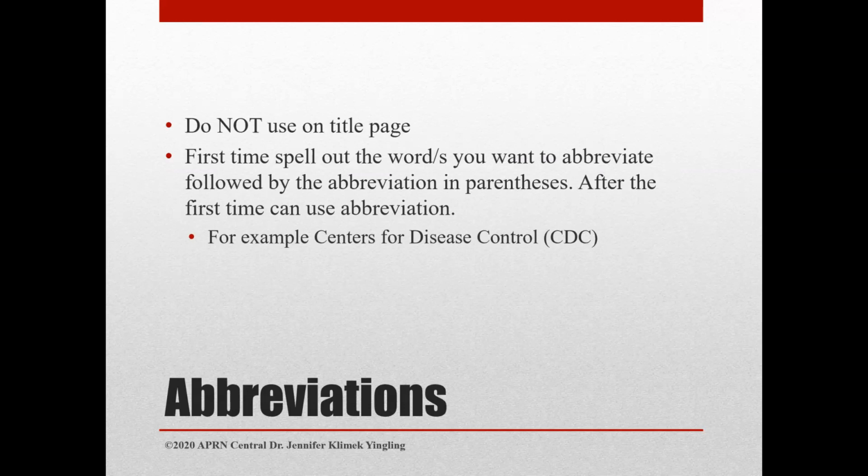All right, abbreviations, don't use them on the title page. Okay, the first time you need to spell out the word or words you want to abbreviate, and then you follow that by the abbreviation in parentheses. After the first time that you do that, you can use your abbreviation. So for example, Centers for Disease Control is followed by CDC in parentheses. This is how it should look the first time that it's in the text. After that, you can use CDC till the cows come home.